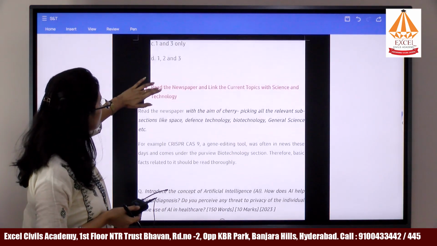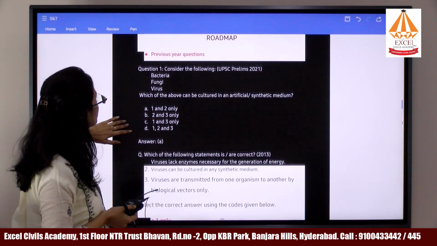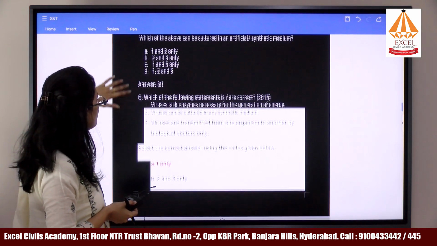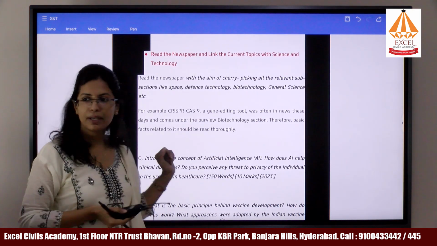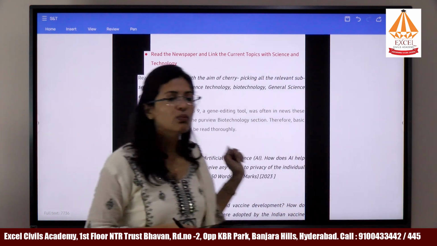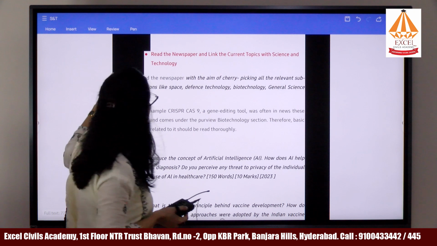Then again, first things first, everybody, what are you going to do? You are going to have a look at your syllabus and at your previous year questions. Every time you start a new topic, it can be anything, please have a look at what is going to be asked or what things have been asked by UPSC.